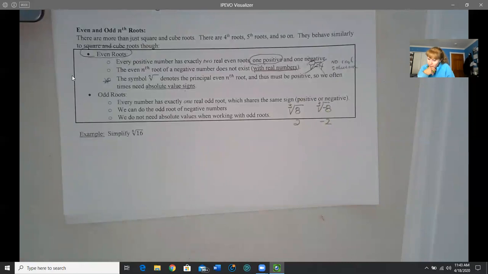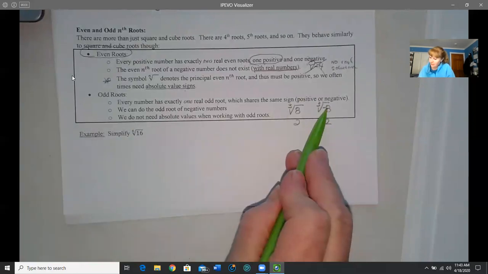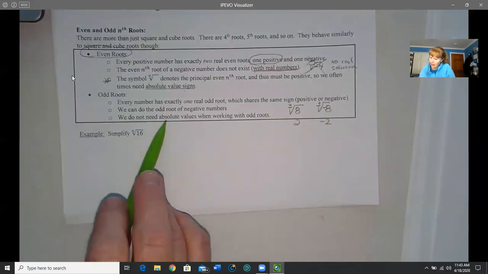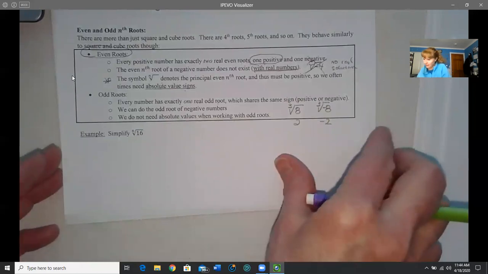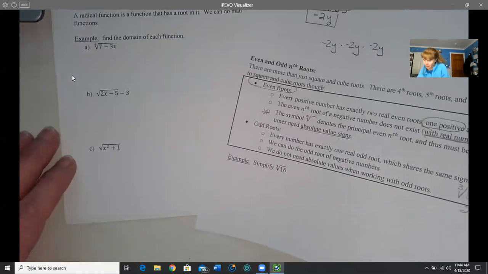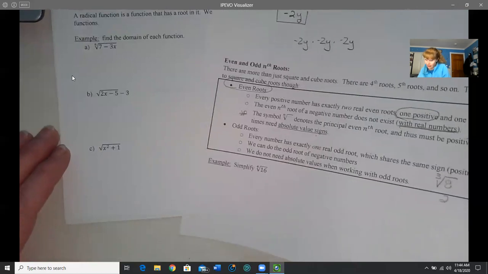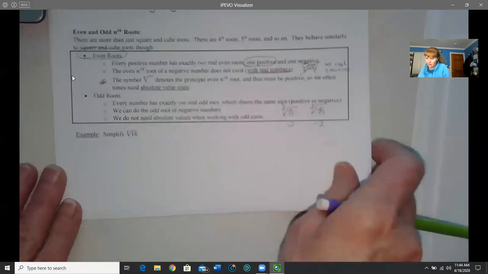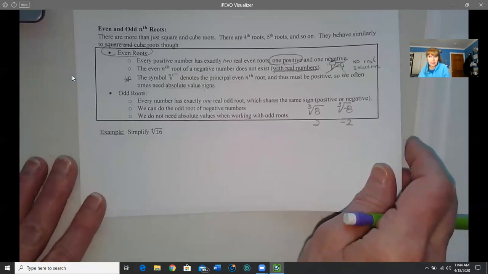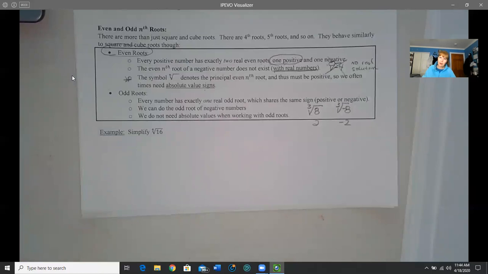And we can do the odd roots of a negative number. We do not need absolute values when working with odd numbers. We don't have to worry about our absolute values. Okay, we're going to simplify some more, and I think that's what we'll be doing here for a while, just learning how to simplify these. Then we're going to do domains of radicals, which we've done before, but it's a good idea to review. You've got a final coming up in about 3-5 weeks.